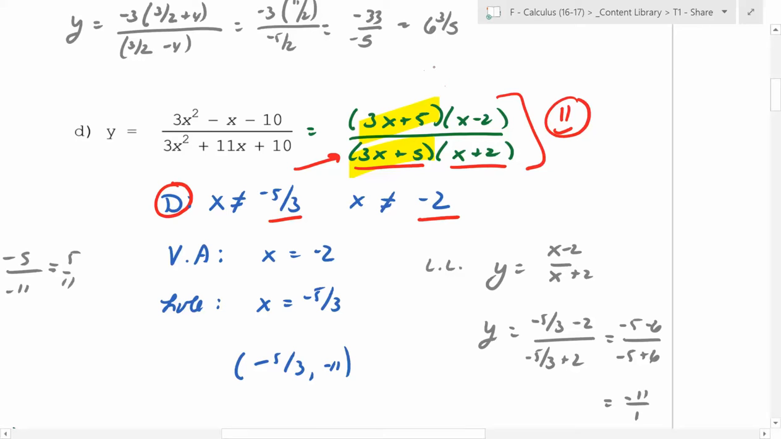What's left after you cancel right there? Well, x plus 2, what makes that 0? -2. So what is the vertical asymptote? x equals -2. Where is it? It's at x equals -2.